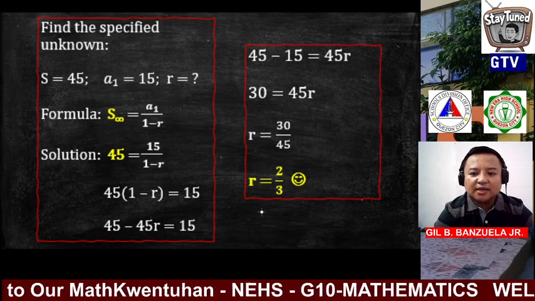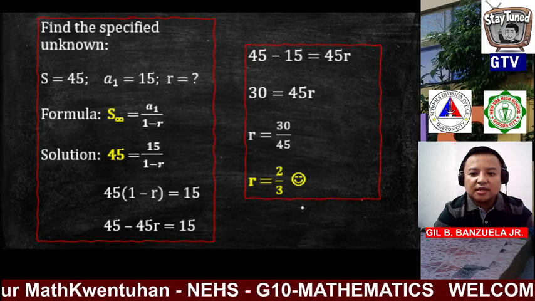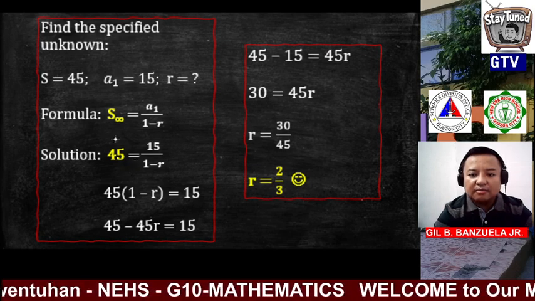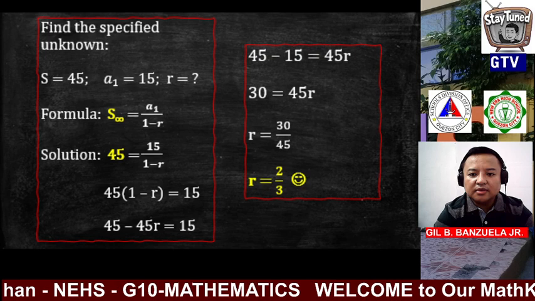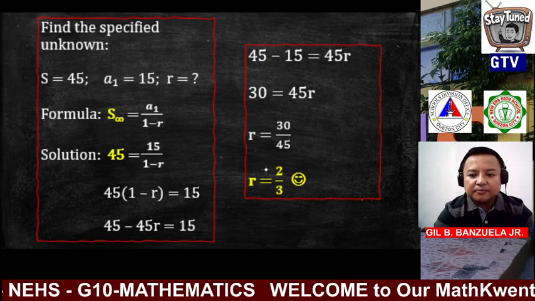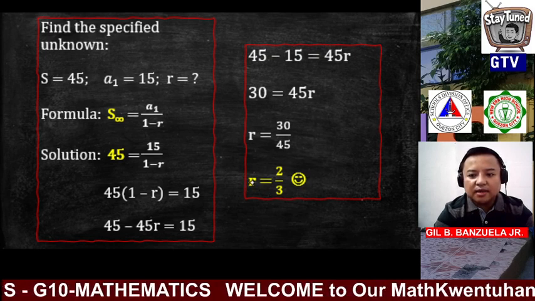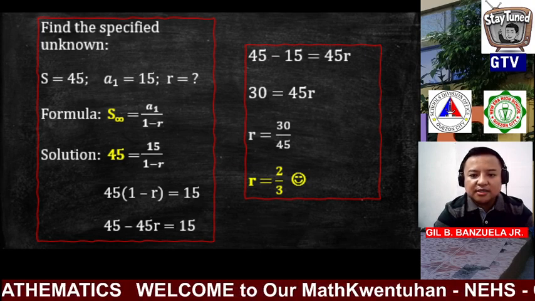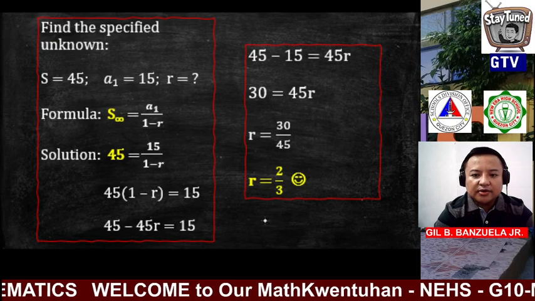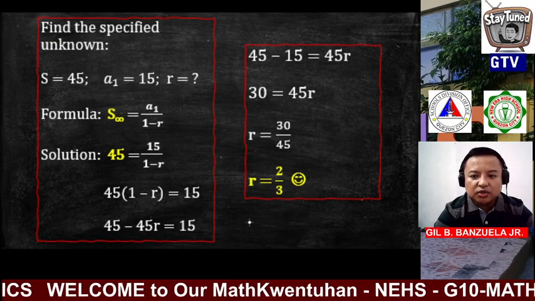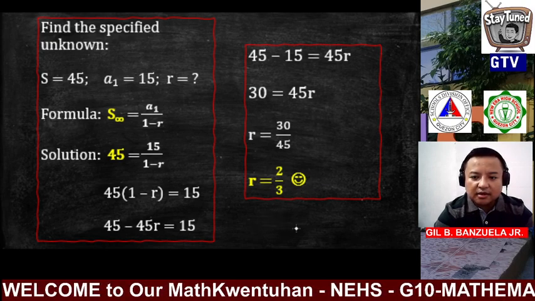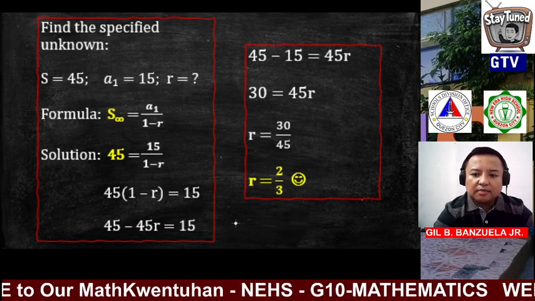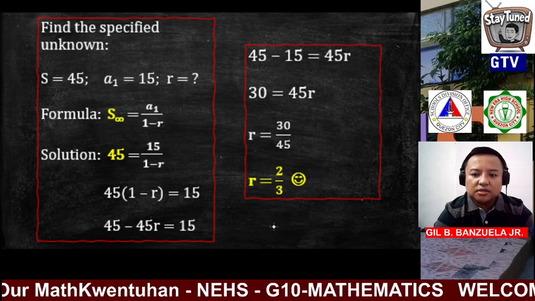So tama lang, guys, no? Yung common ratio natin dito is less than 1. That's why we have a sum of 45. So take note, magkakaroon lang tayo ng sum ng infinite geometric series if the common ratio is less than 1 and greater than negative 1. So yun lang. If it's not, then we can declare that the given problem has no sum.